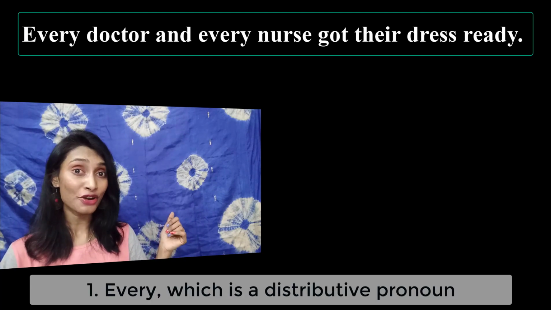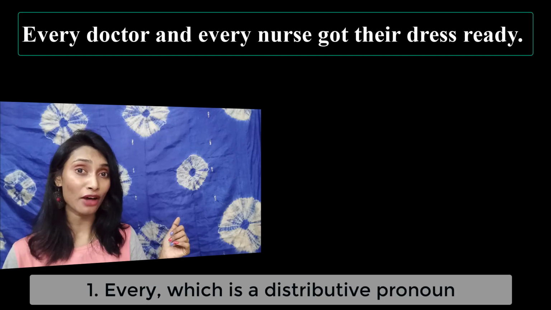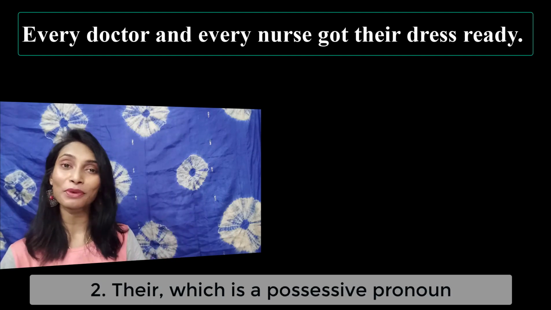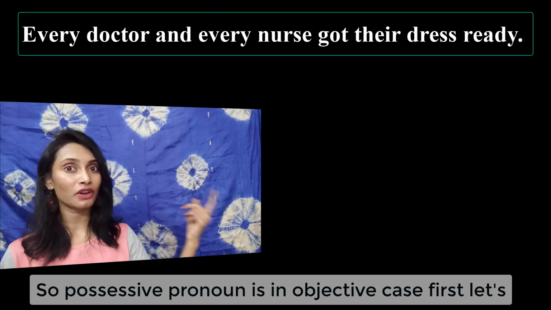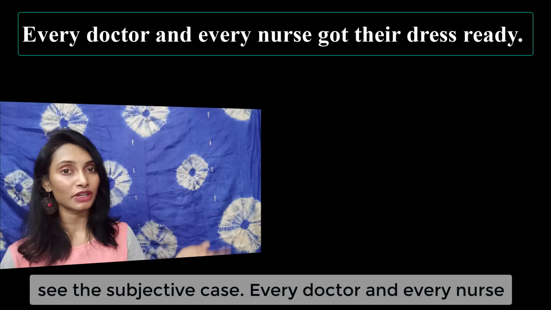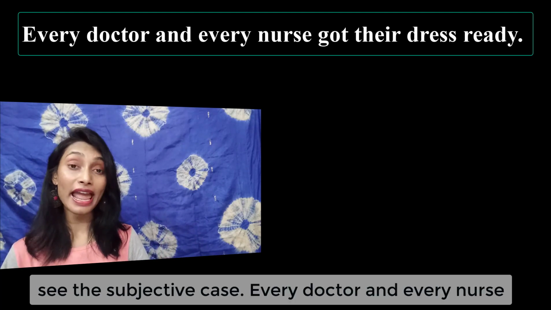One, every, which is a distributive pronoun. Two, their, which is a possessive pronoun. So possessive pronoun is an objective case. First, let's see the subjective case. Every doctor and every nurse.